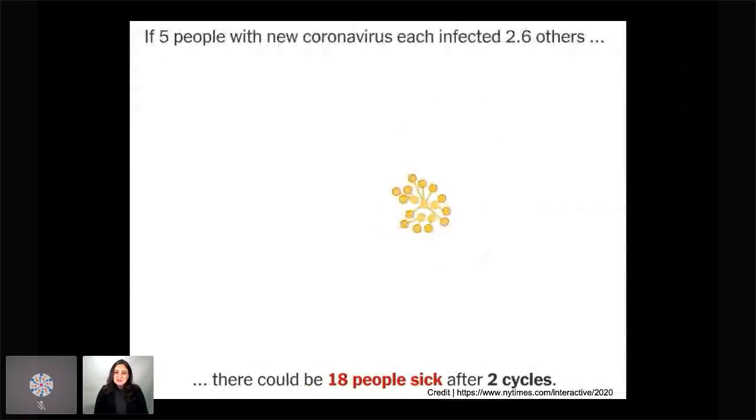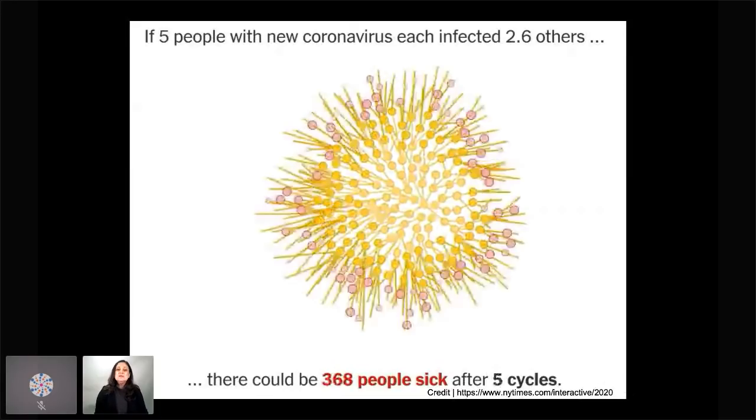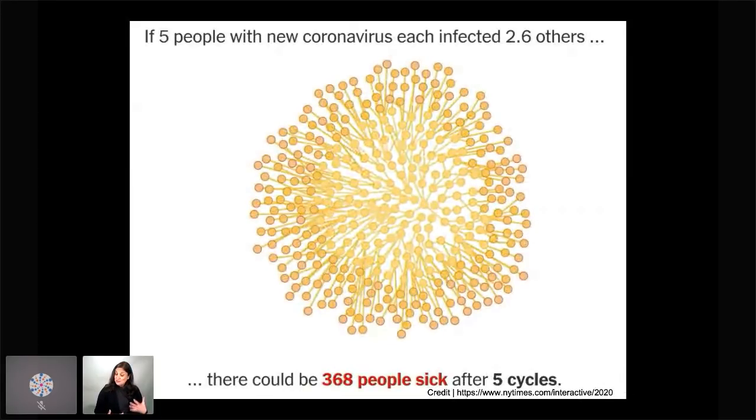With the coronavirus, you can infect 2 to 3 people for every infected person. And you can see that the growth from a single infected person after 5 cycles can get up to 368 people sick, compared to the 45 with the flu virus. That's why this is spreading so quickly.